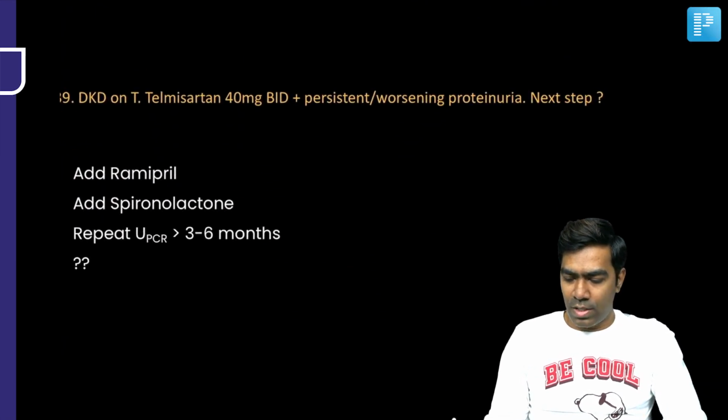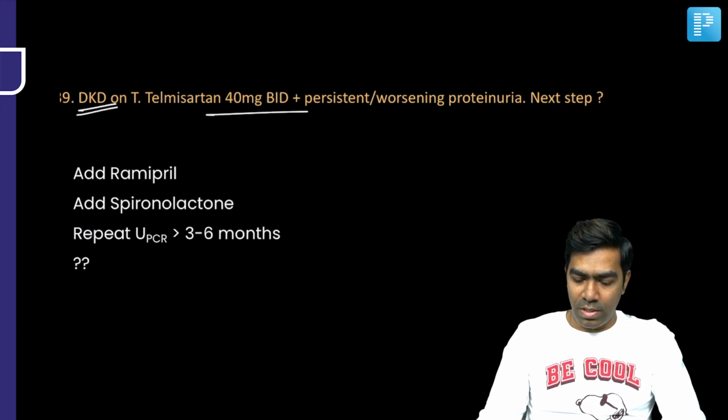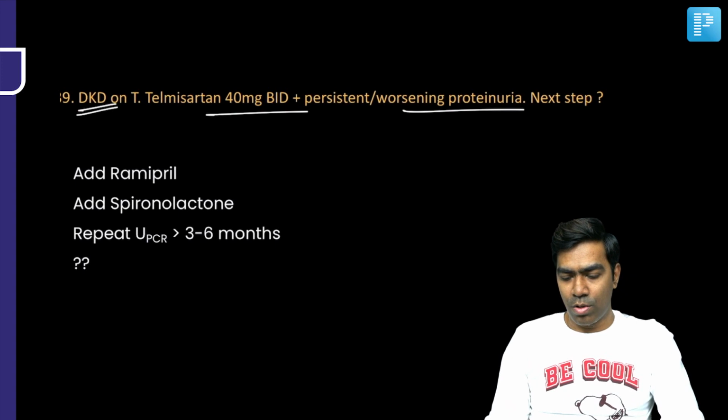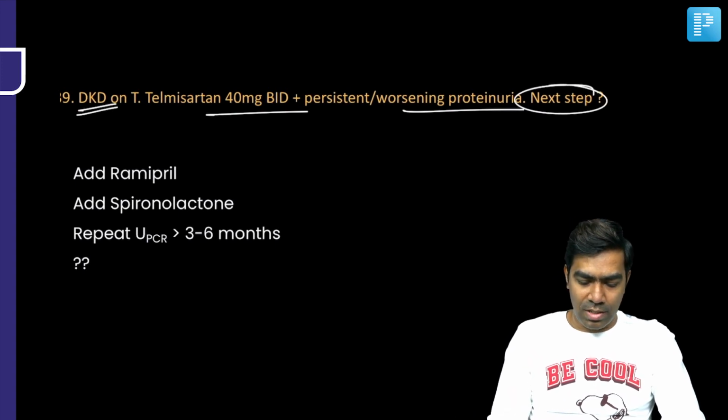Coming to the final question, it's a form of ambiguous question. I don't know what's the exact question over here. So the patient is having a diabetic kidney disease. The patient is on telmisartan 40 milligram 2 times a day. Persistent and worsening proteinuria is there in this patient. And what is the next step? So option A states adding ramipril.